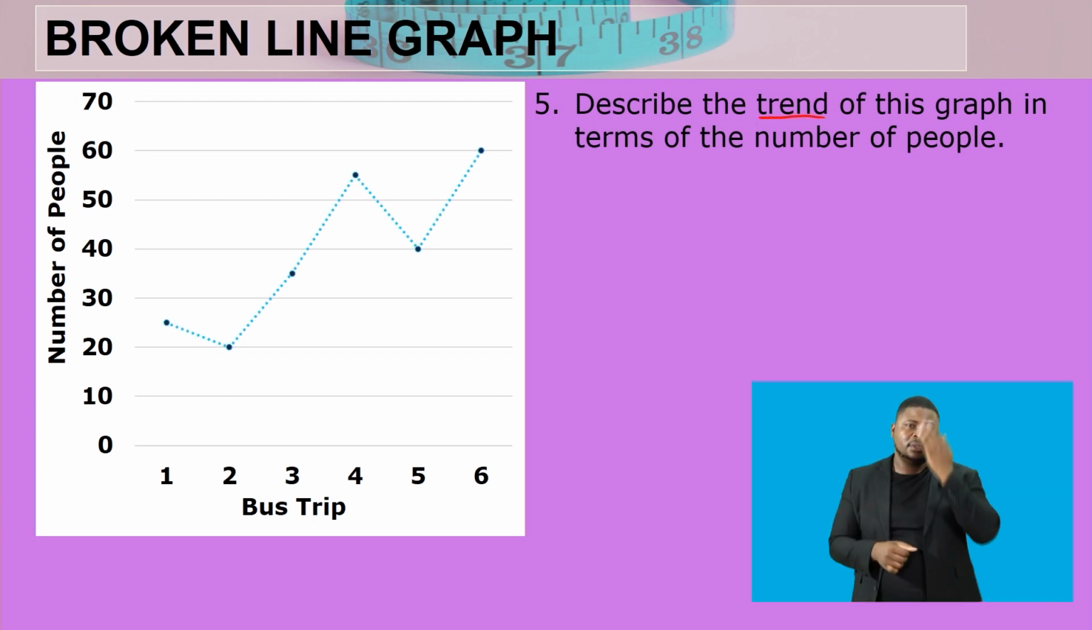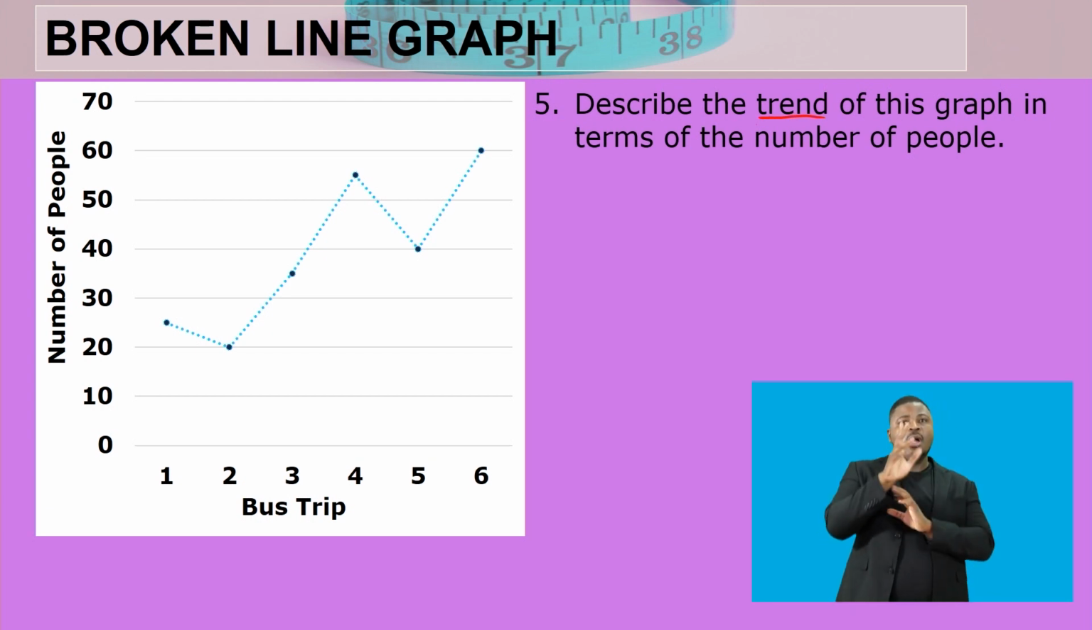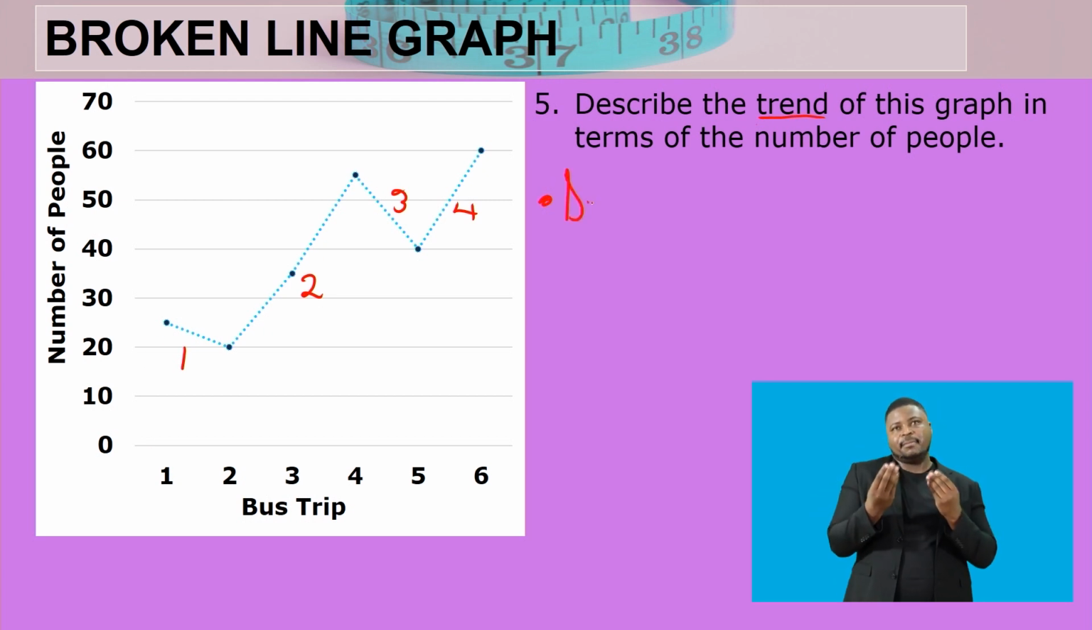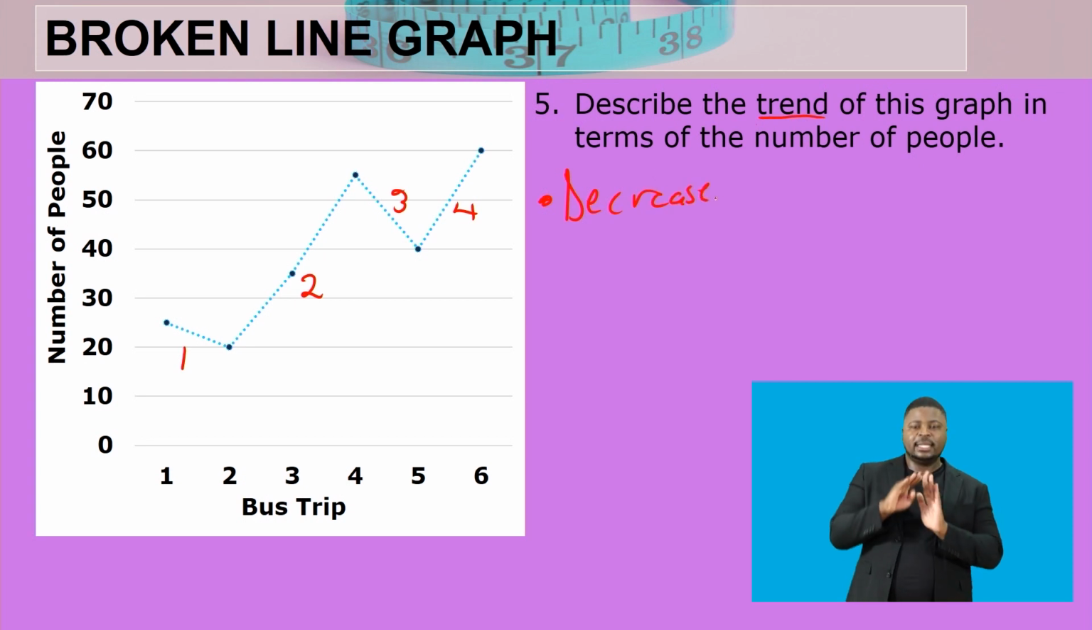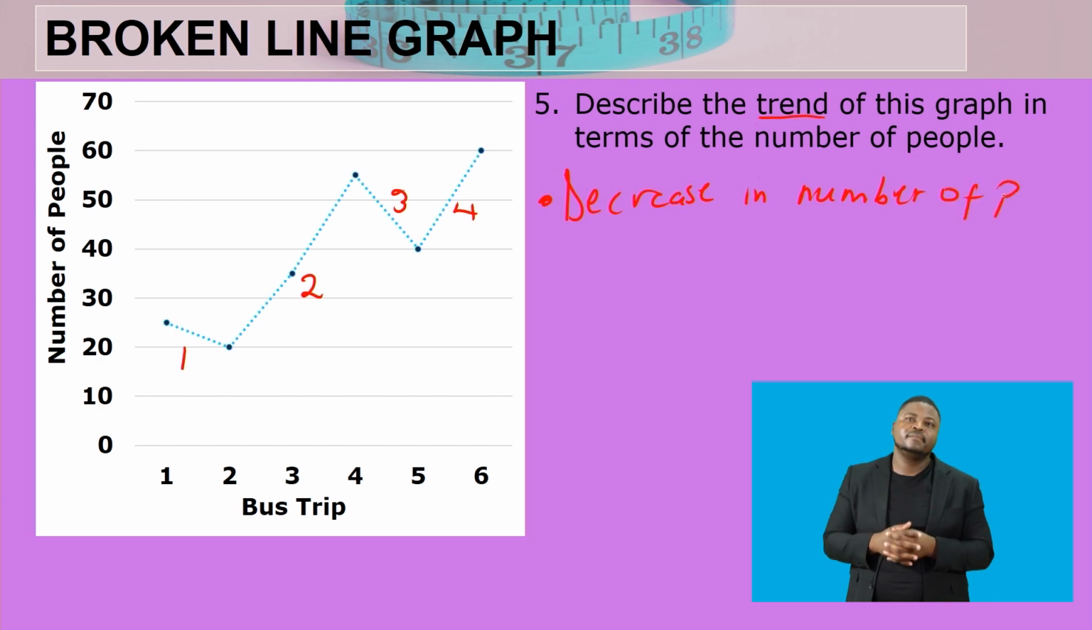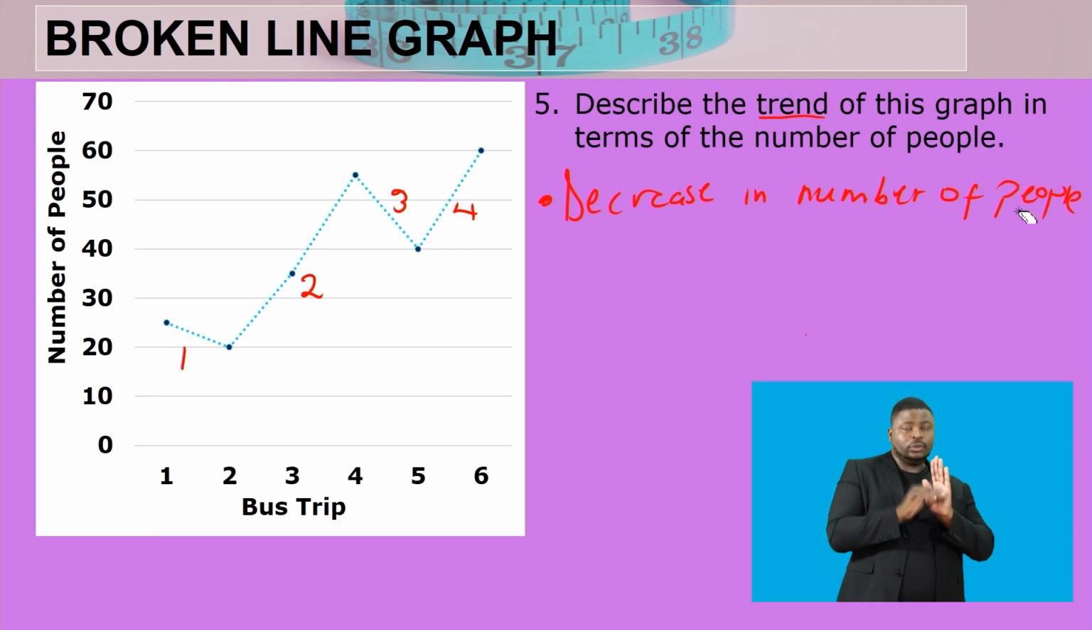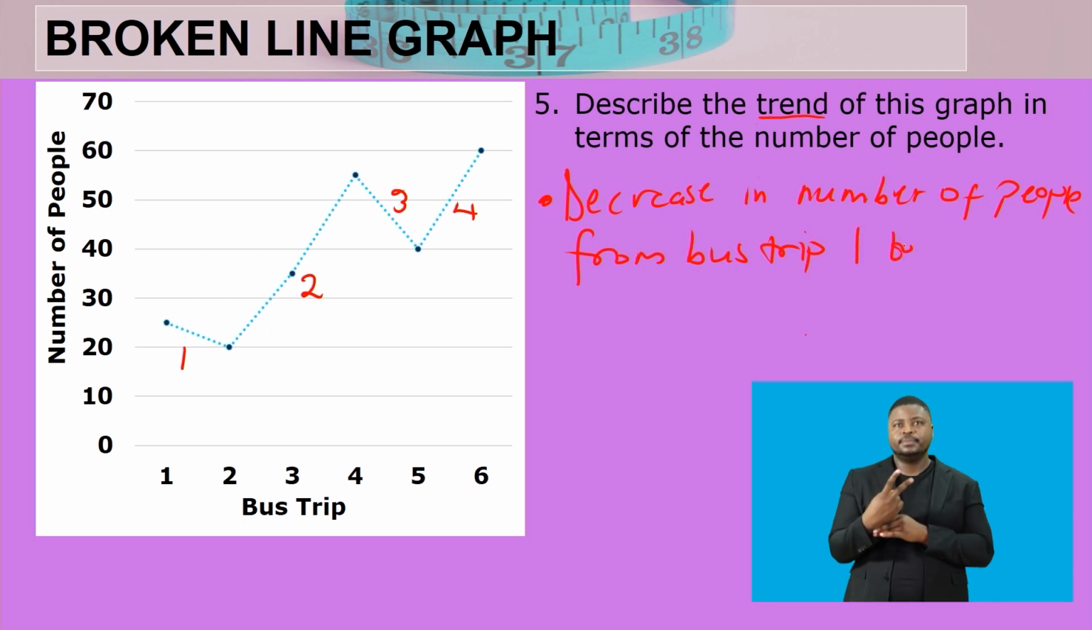So seemingly we've already identified that we're going to have 4 trends. So this is going to be trend number 1, number 2, number 3, and 4. Then we write it down in bullet forms. So the first bullet is going to be, we have a decrease in number of people, sorry, let me write it correctly. Decrease in number of people from bus trip 1 to 2.